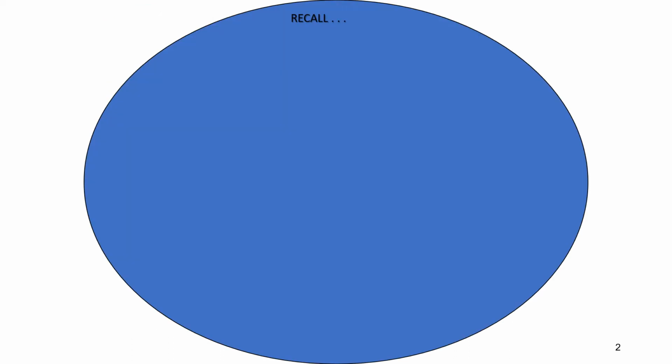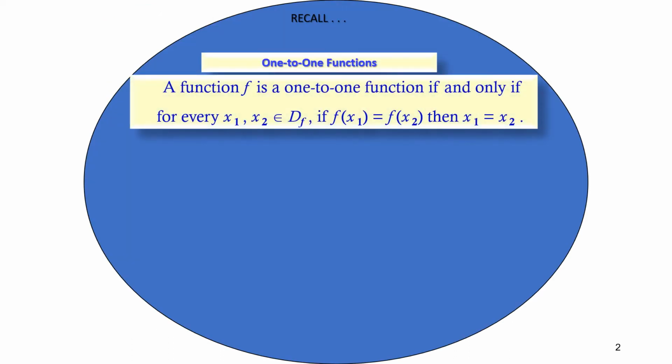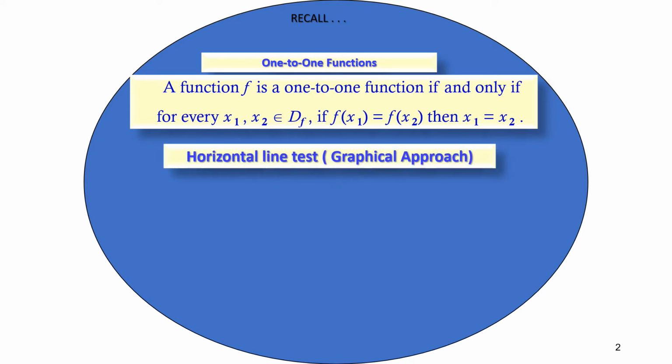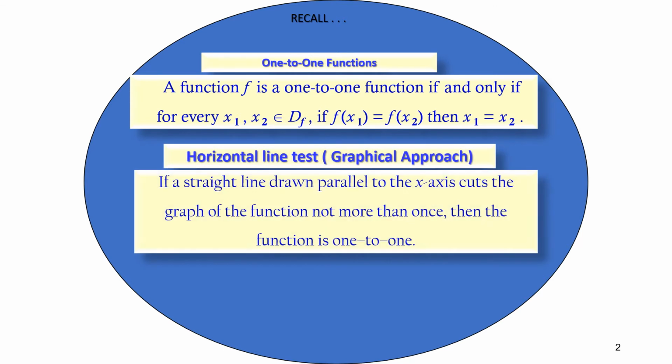Let's recall what we have learned before. One-to-one function. A function f is a one-to-one function if and only if for every x1, x2 element of domain f, if f(x1) is equal to f(x2), then x1 is equal to x2. Horizontal line test by using graphical approach: if a straight line drawn parallel to the x-axis cuts the graph of the function not more than once, then the function is called one-to-one.